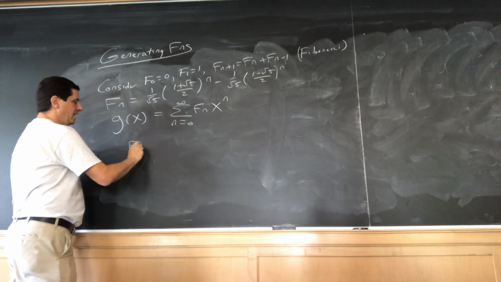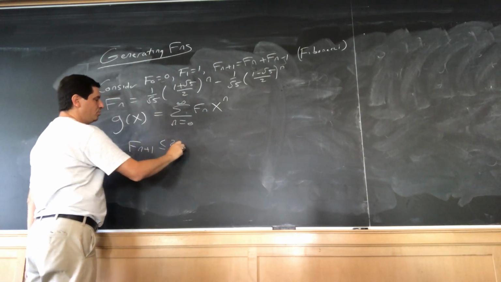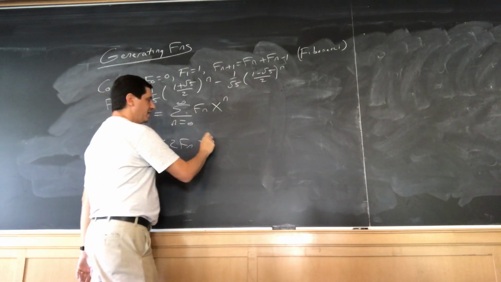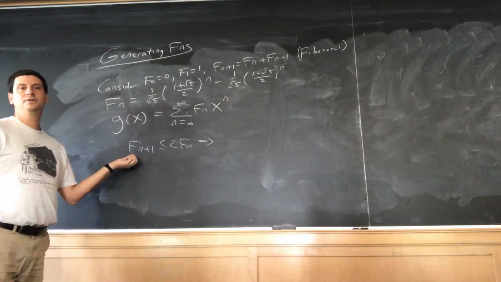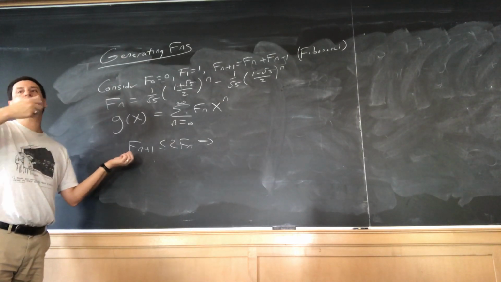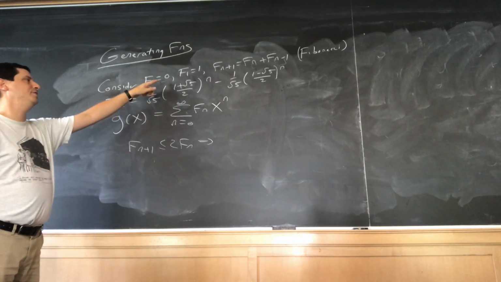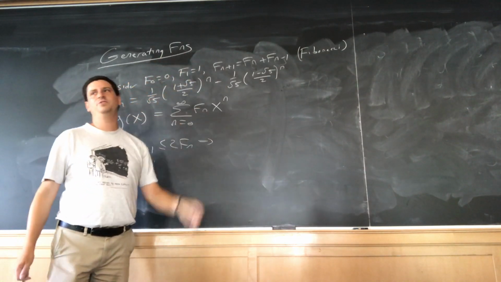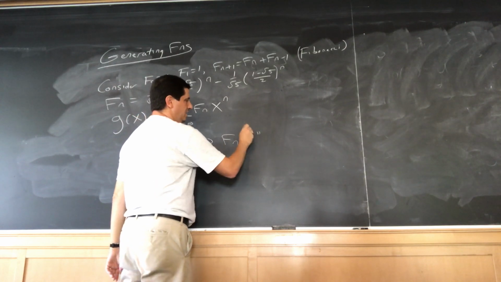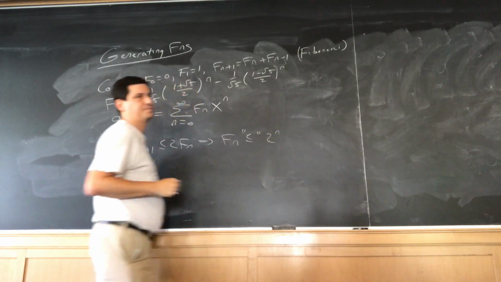But I know f_{n+1} is less than or equal to twice f_n. So that implies that every time I increase n by 1, my Fibonacci number essentially doubles. Or, I'm sorry, at most doubles. Now, I've got to be a little careful because it goes 0, 1, 1. That's a real pain. But essentially, we get f_n is less than or equal to 2^n.